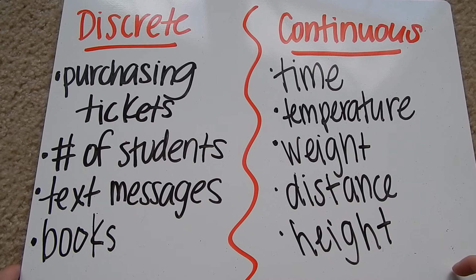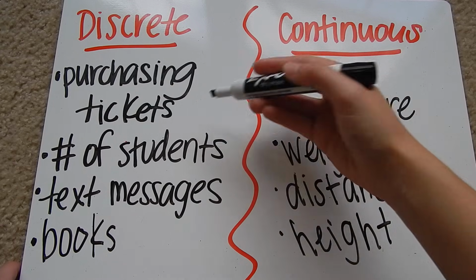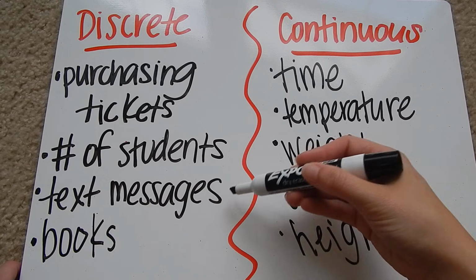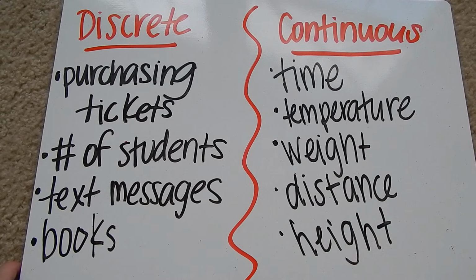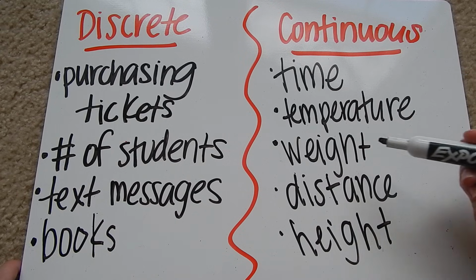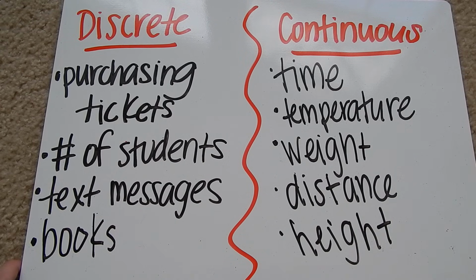Remember, discrete things are counted. We count tickets, we count students, we count text messages, we count books. Continuous things are measured. We measure time and temperature, we measure your weight, distance, and height.